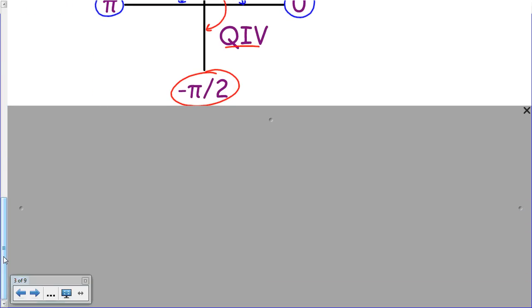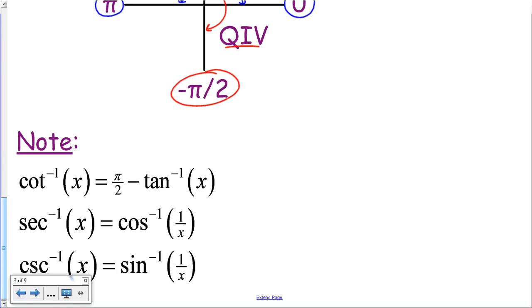One last thing for us to note is the following here. If you are trying to work with the 3 inverse trig functions that are not on your calculator, that's cotangent inverse, secant inverse, or cosecant inverse, this is how you evaluate those on your calculator. Cotangent inverse is defined as pi over 2 minus tangent inverse of x. And secant inverse of x is defined as the cosine inverse of 1 over x. And the cosecant inverse of x is defined as the sine inverse of 1 over x. Those are equivalent.